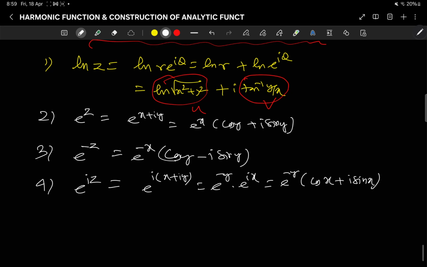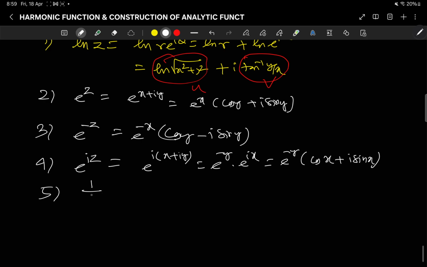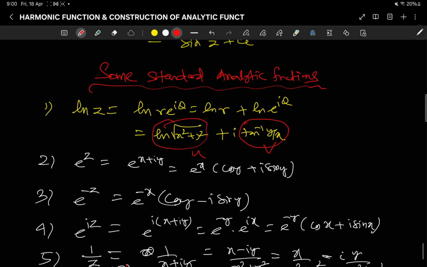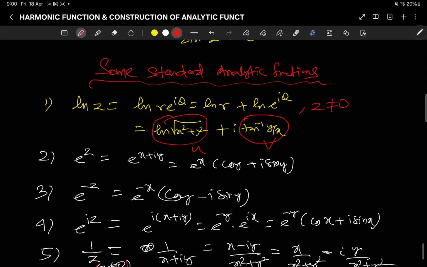In that way, suppose here 1 by z. 1 by z is given, it is defined except at z is equal to 0. It is 1 by x plus iy. This is x minus iy by x square plus y square. So this is x by x square plus y square minus iy by x square plus y square. Here z is not equal to 0, right? z is not equal to 0 here, and similarly z is not equal to 0 here, right?